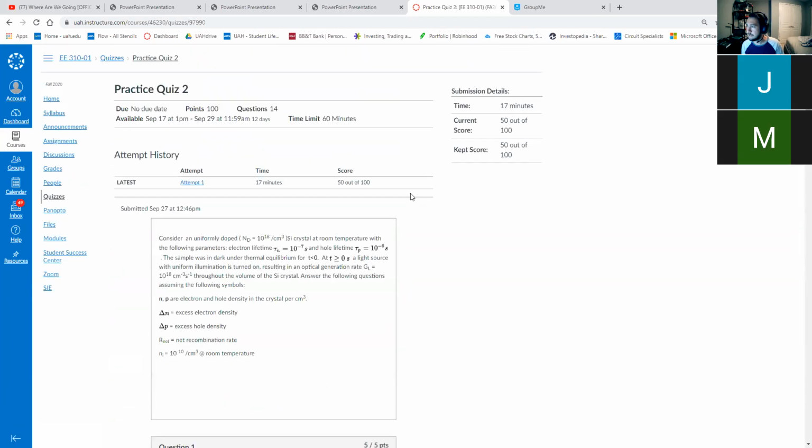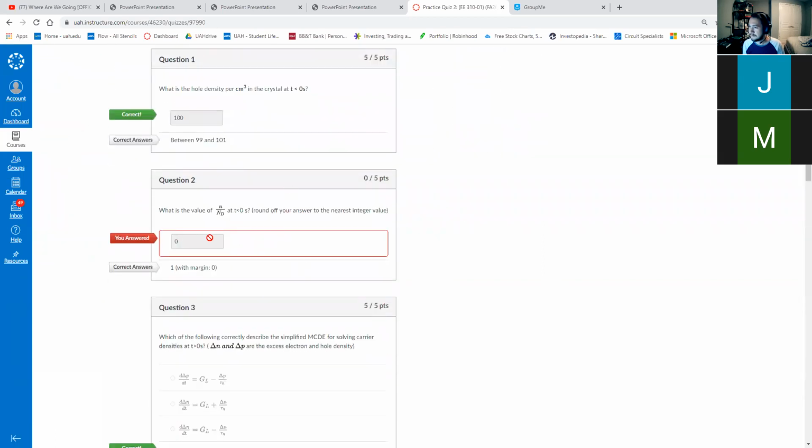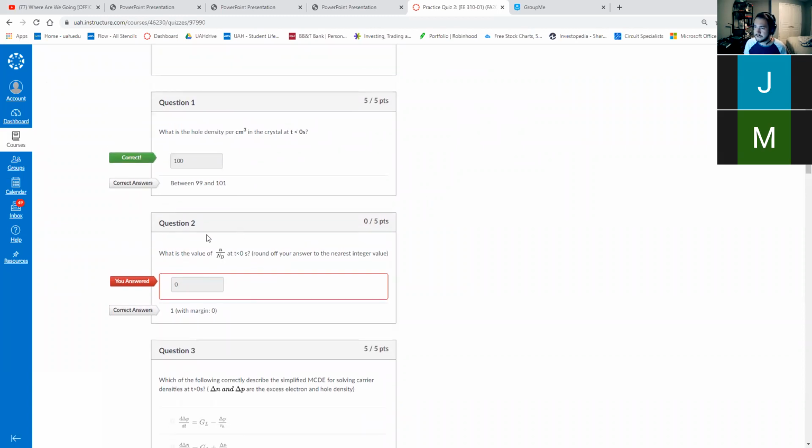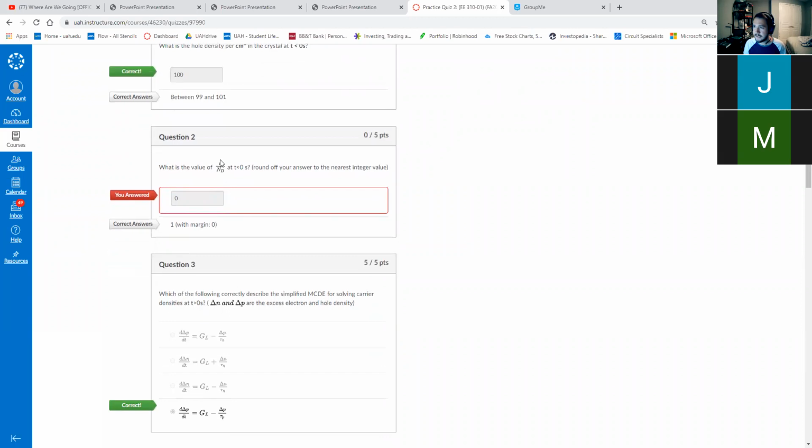How many questions were on the practice quiz? This had 14 questions. I did it without a calculator and in 17 minutes, and I scored a 50. Okay, that's not bad. It isn't bad because then I went back through it and I figured out all the mistakes. Like, look at this one, question 2. I treated n as ni, which was wrong. It's just 10 to the 18th divided by 10 to the 18th becomes 1.